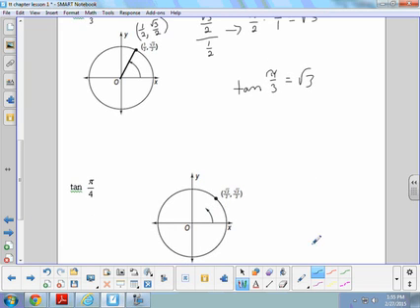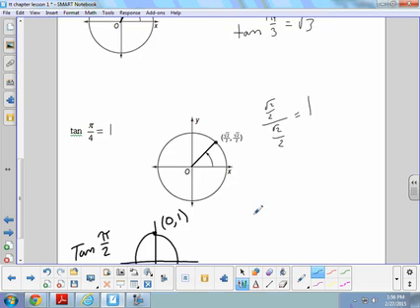All right, the tangent of pi over 4. Well, this one I think we can actually do in our head, because you're going to get radical 2 over 2 all over radical 2 over 2. Anything divided by itself is 1. So tangent of pi over 4 is 1.